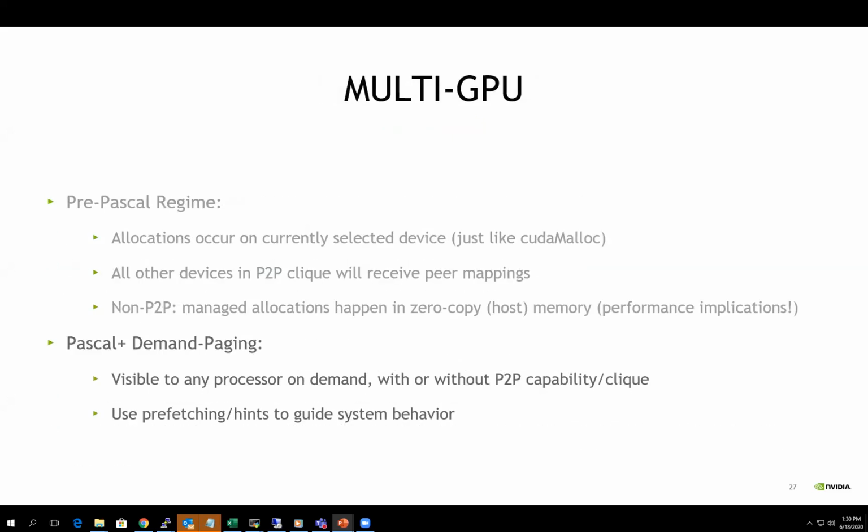We're not going to say much about multi-GPU. Multi-GPU is a topic we'll talk about in the next session briefly, but Pascal plus demand paging just works in a multi-GPU scenario. Like I said, the idea behind managed memory is to migrate the data to the processor that's asking for it. In a multi-GPU scenario, it can be any processor, any of your GPUs, and it just works. You can also use prefetching and or the hints that we talked about to guide the system migration behavior.